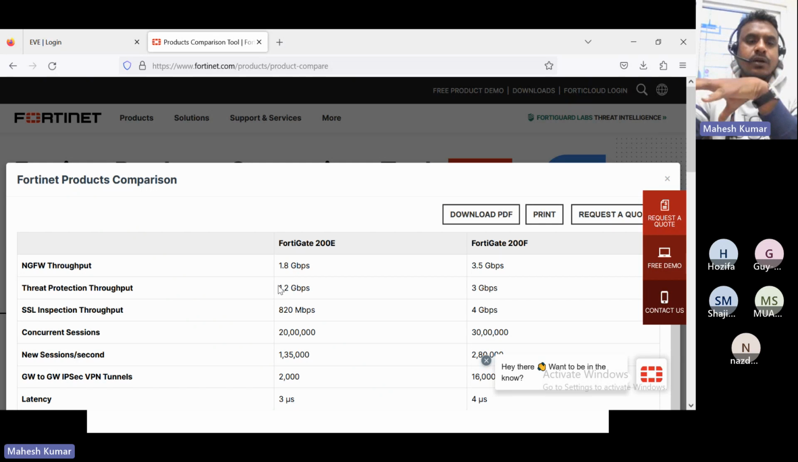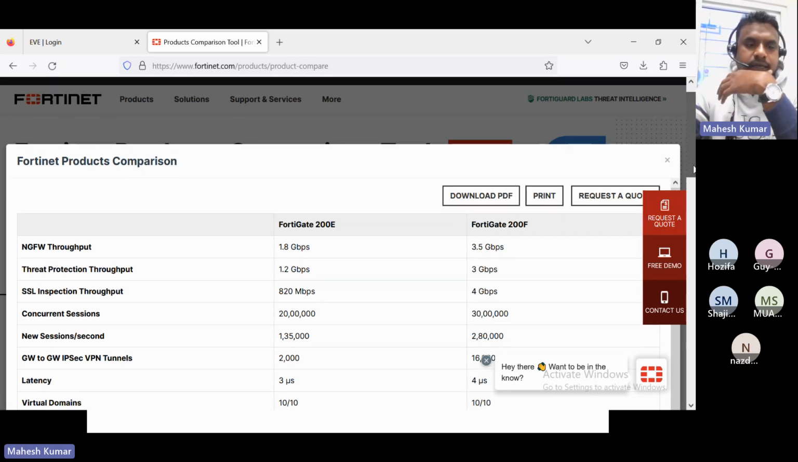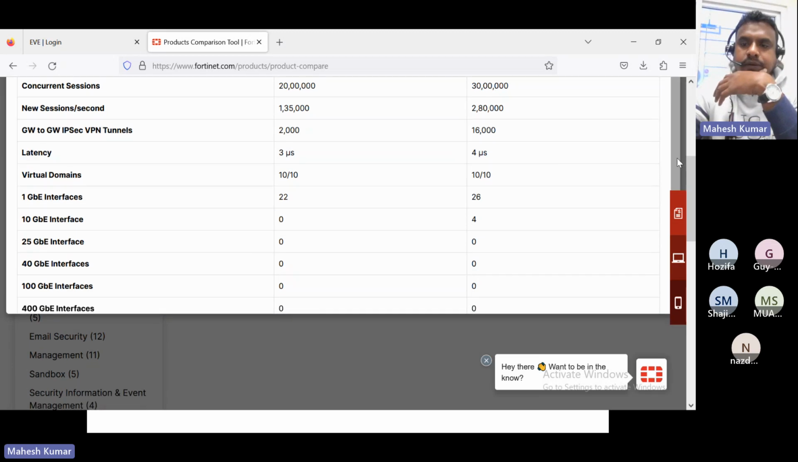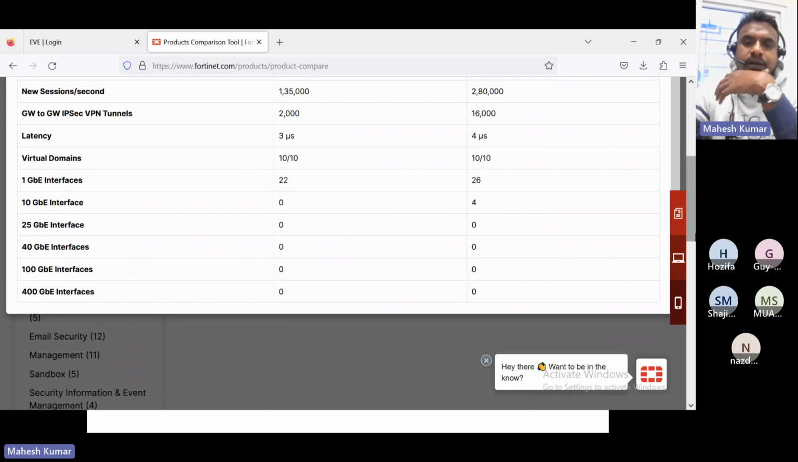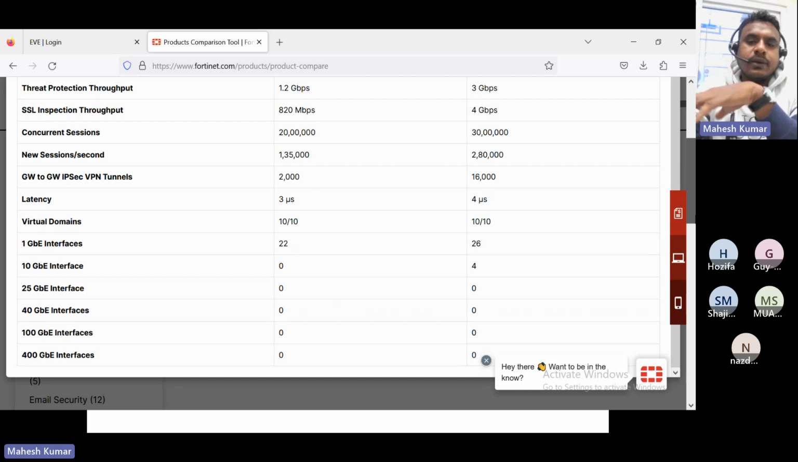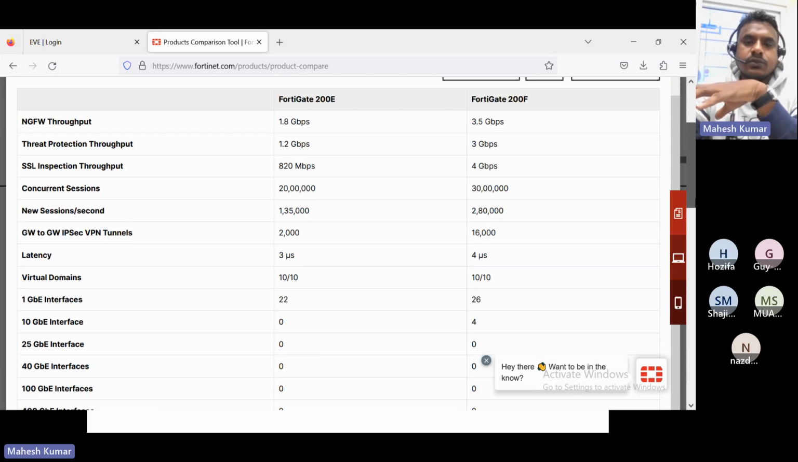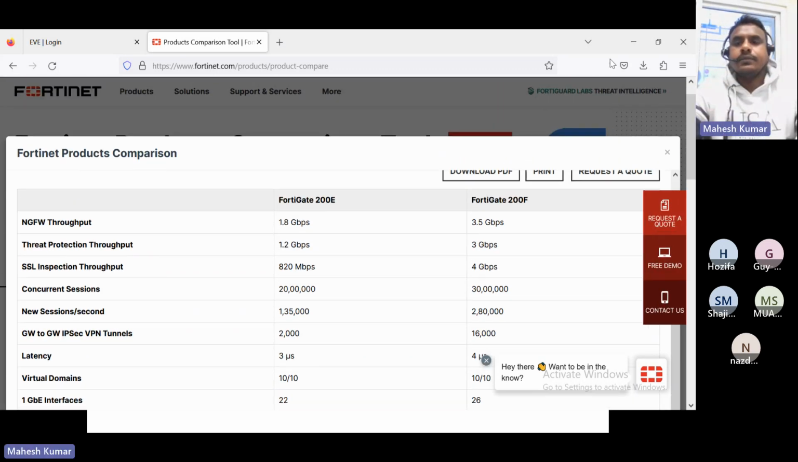One point, throughput is higher, throughput is lower in 200E, 1.8, 3.5 Gbps. Okay, so like this latency is there. Session SSL inspection 820. Okay, so there are many things which, as per your requirement, you can compare the models and you can purchase the one which is suitable for you. Got it?